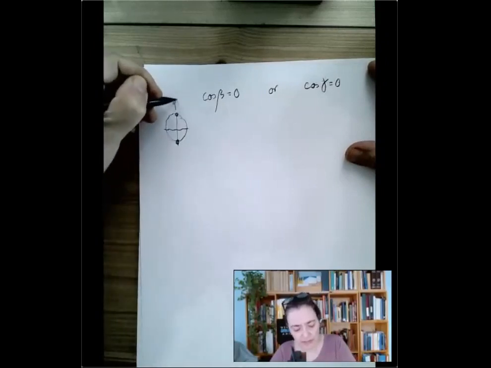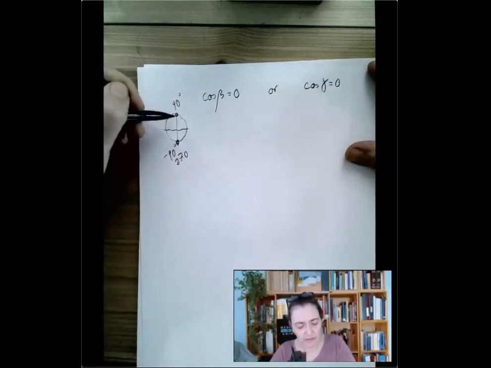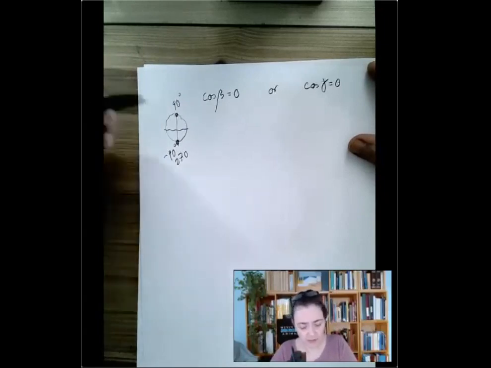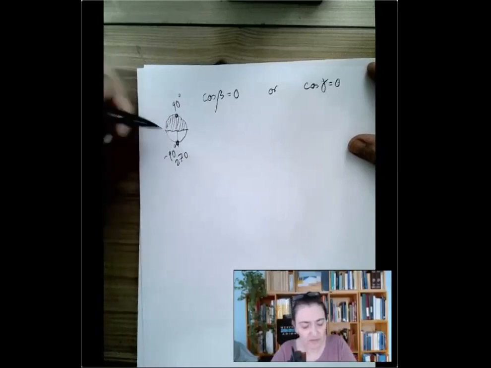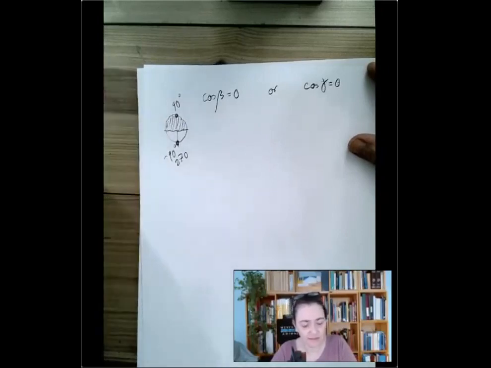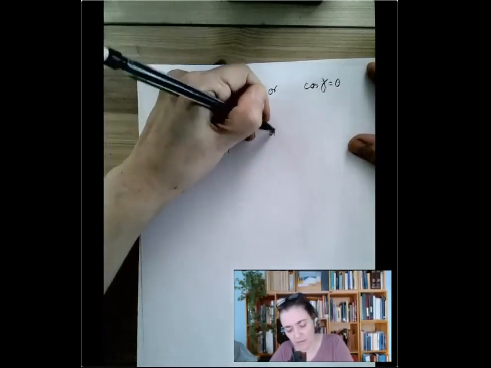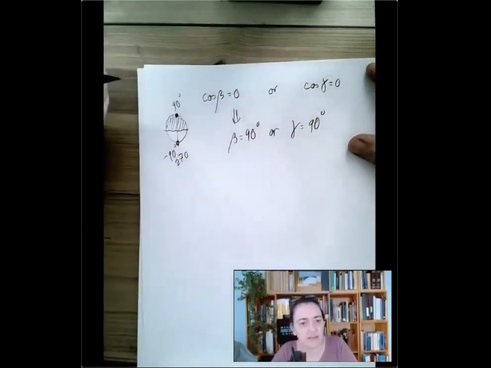On the unit circle, 90 degrees and negative 90 or 270 are coterminal. But an angle that lives in a triangle can only be between 0 and 180, and between 0 and 180, the only angle that has 0 for cosine is 90 degrees. So what we have is beta is 90 degrees or gamma is 90 degrees. So the triangle is a right triangle.